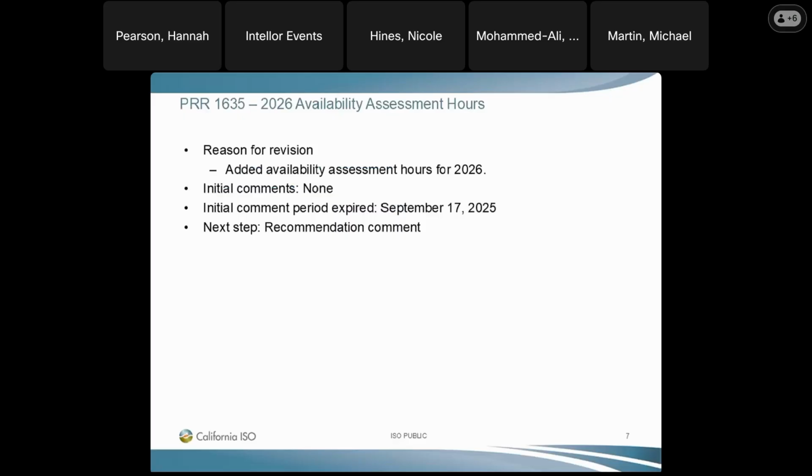This PRR is part of our annual process of updating the availability assessment hours for the following year. This PRR is basically to indicate the availability assessment hours for 2026, as previously discussed in the FLEX RA study that was conducted earlier this year and stakeholdered. One of the outcomes of that study is setting the availability assessment hours for the following year, in this case 2026. So the hours are being added to the BPM, and they would be effective for 2026, like I said.